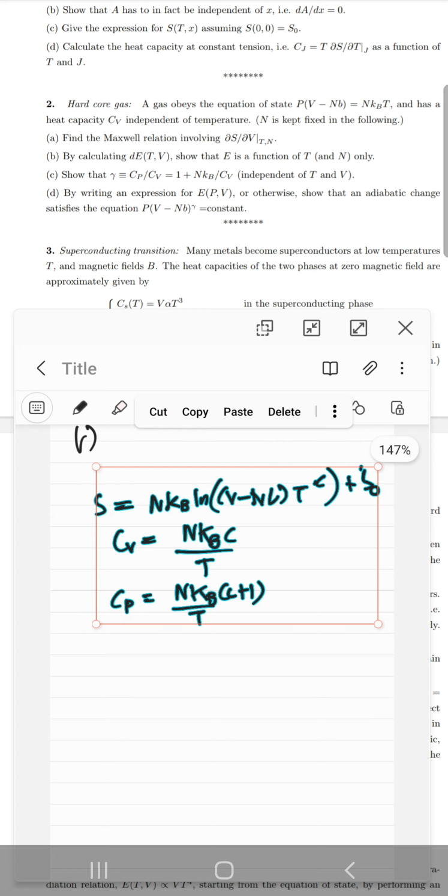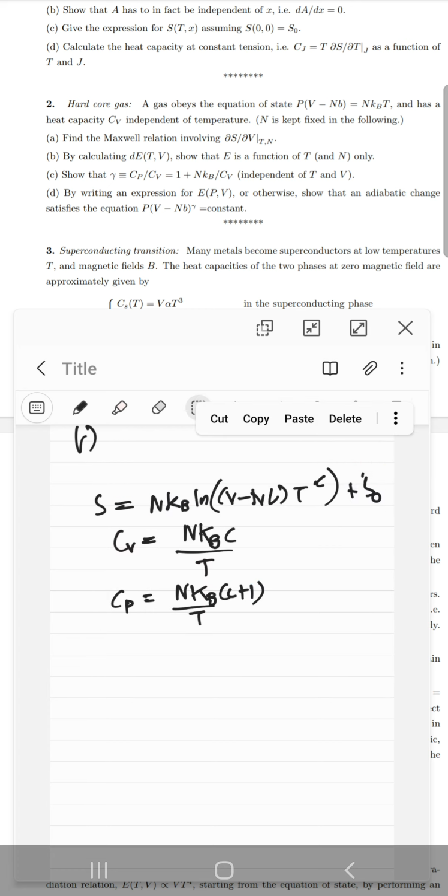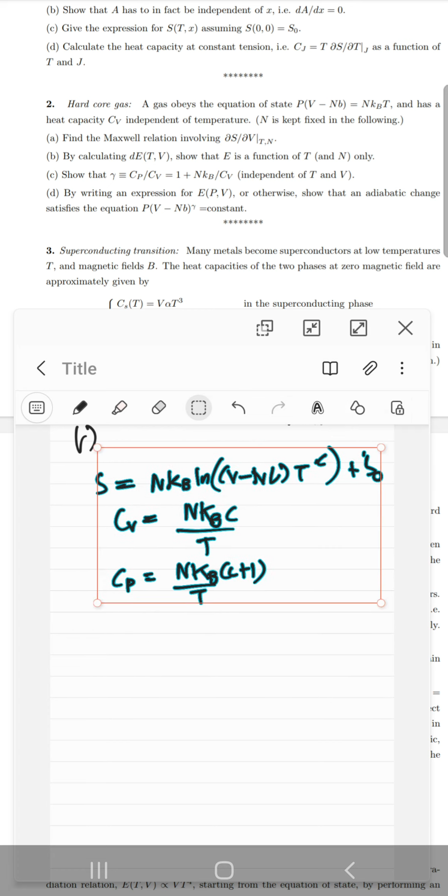So you have Cv, and you also have Cp, and from here it's actually very easy to show that it holds true, as in Cp upon Cv, that's just equal to 1 plus nkB upon Cv or something. Wait, why is that 1 plus nkB upon Cv? What?